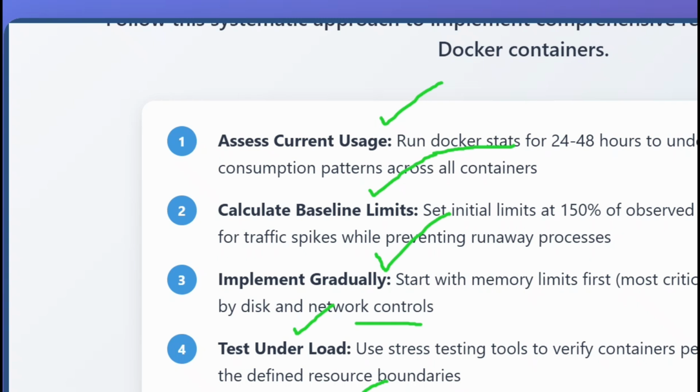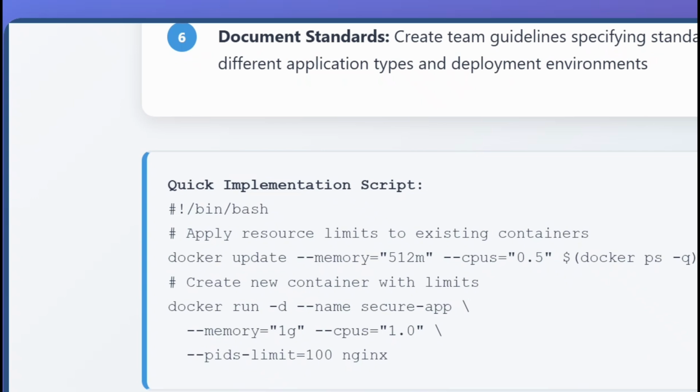The final point was document standards. We need to create internal documentation that defines the standard resource limits for different application types, like web server, database, or background workers. This will help you as well as your team stay consistent. These are the steps to be followed to implement resource protection.